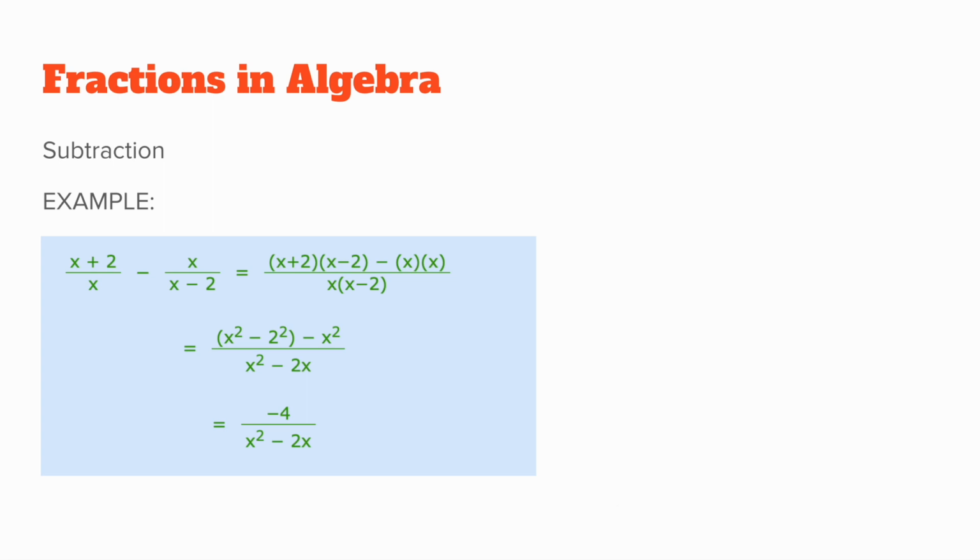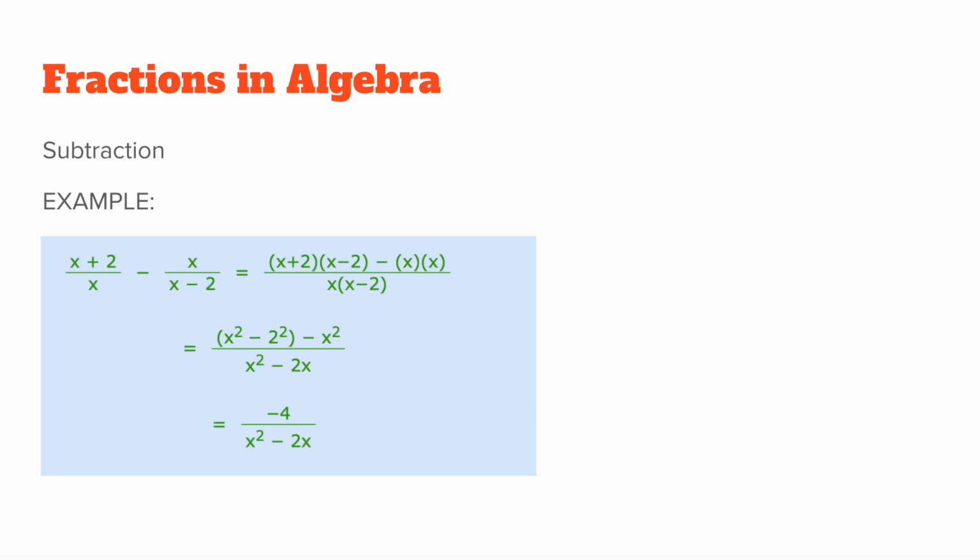So when we say there's a number x plus 2 over x minus x over x minus 2, then it should be x plus 2 multiplied by x minus 2 minus x multiplied by x over x multiplied by x minus 2. So the answer should be x squared minus 2 squared minus x squared over x squared minus 2x. So it should be negative 4 over x squared minus 2x.